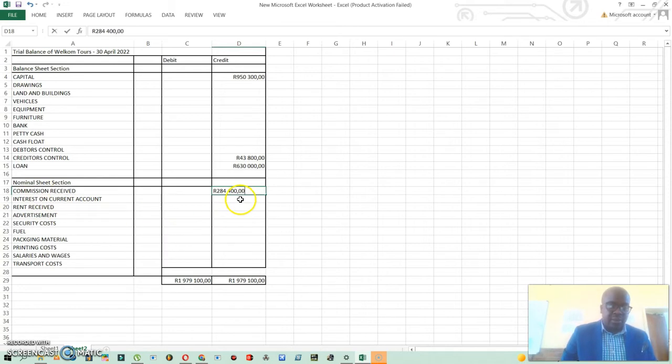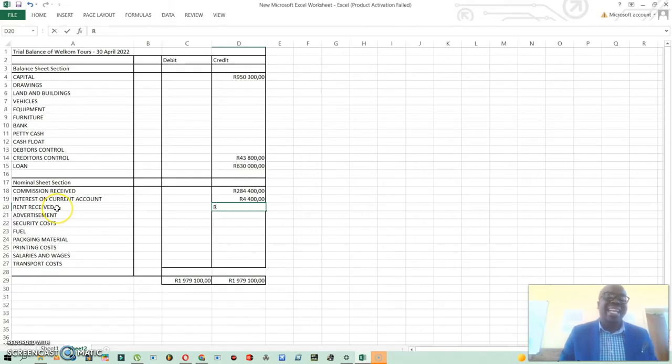Interest on current account is also going to be credited, which is 4,400. You will also have rent. If it says rent received, it means it is an income or other income.